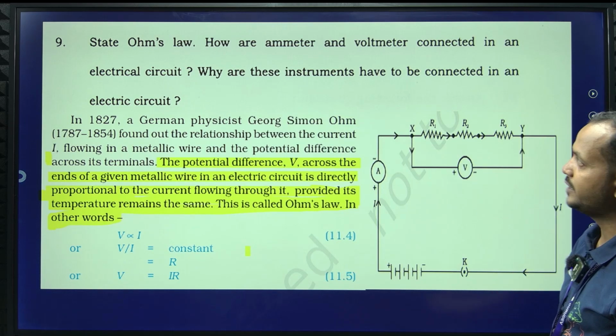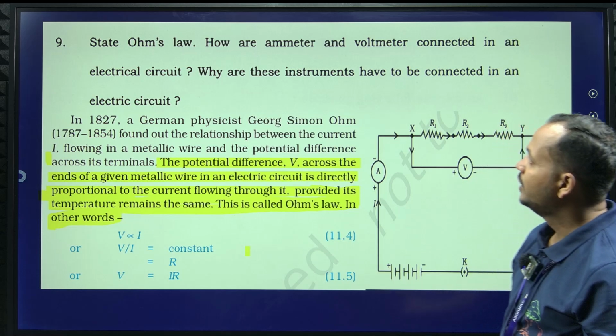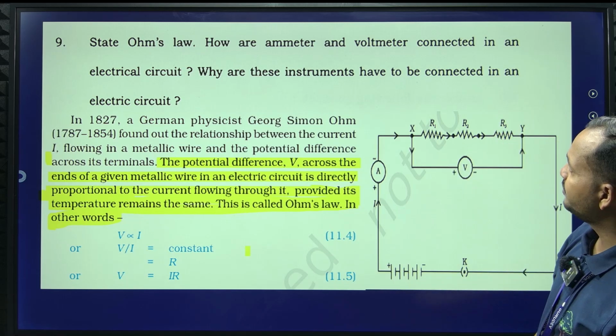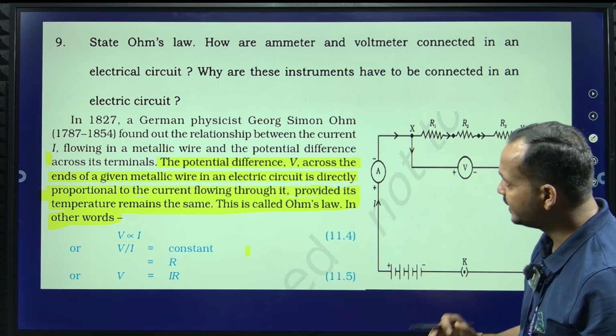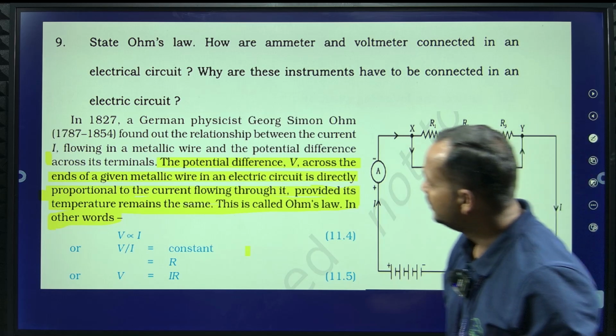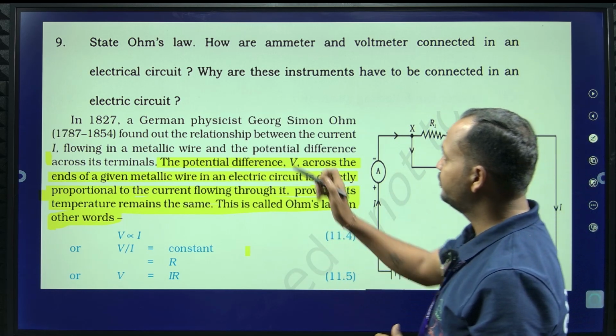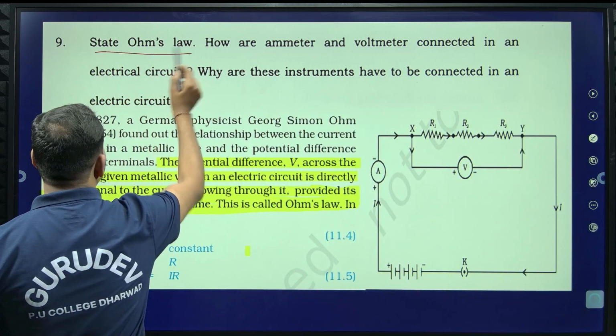Next, dear students, that is the 9th question. State Ohm's law. How are ammeter and voltmeter connected in an electrical circuit, and why do these instruments have to be connected in the circuit? Correct? So first part, we will study what is Ohm's law.